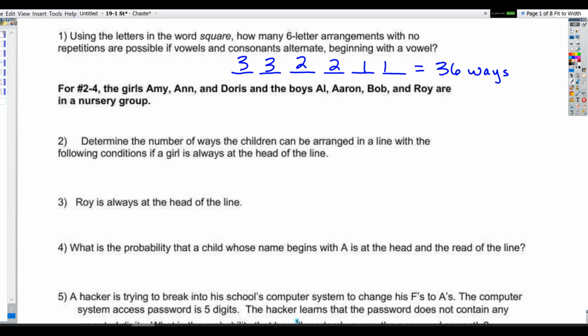Okay, so how'd y'all do on that? I got 360. So, I don't know. Yeah, that's 36. Maybe you just multiplied wrong, something like that. Okay. Yeah, it's 36. Okay, so number 2.